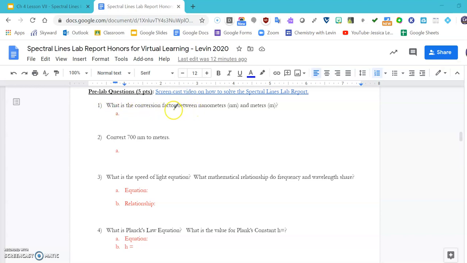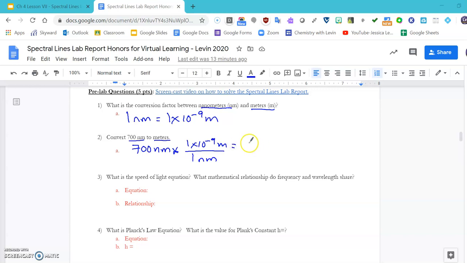It says, what is the conversion factor between nanometers and meters? You might remember nano. 1 nanometer is equal to 1 times 10 to the negative 9th meters that we got from our chapter 2, where we were doing our metric prefixes. So if we're converting 700 nanometers to meters, we use our dimensional analysis to do exactly that. 1 nanometer is 1 times 10 to the negative 9th meters, and that is going to be 7.0 times 10 to the negative 7th meters.